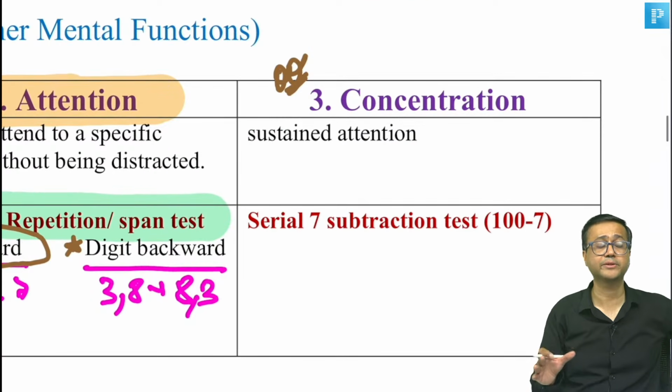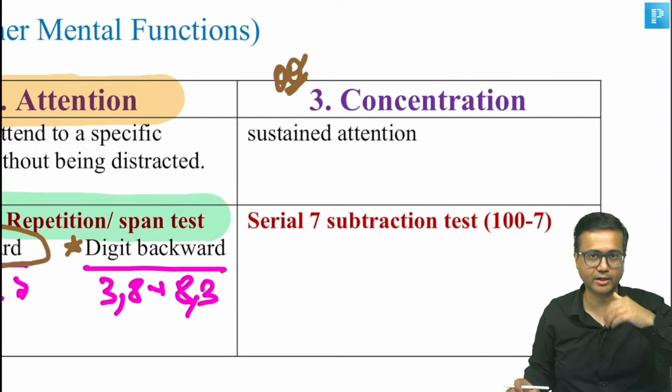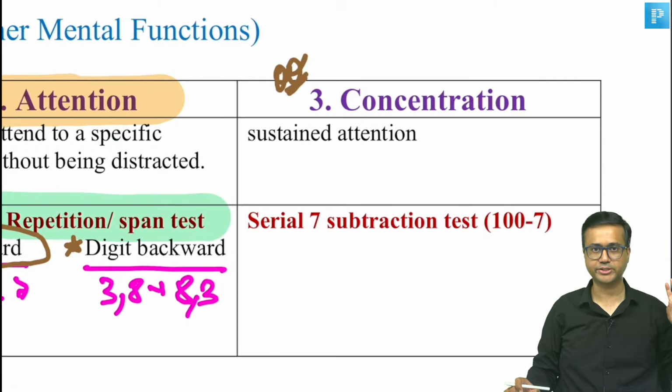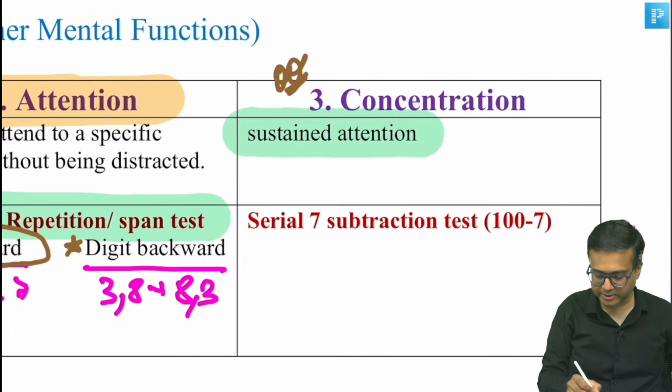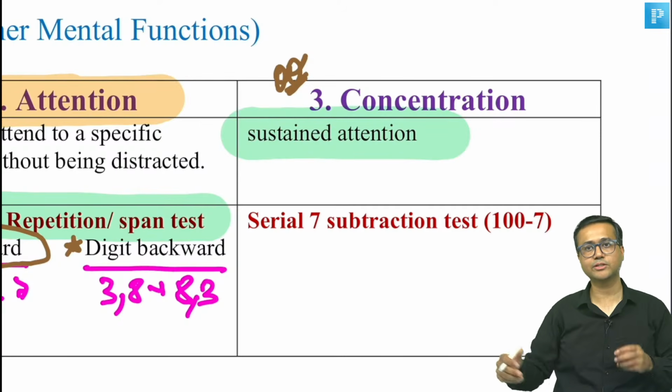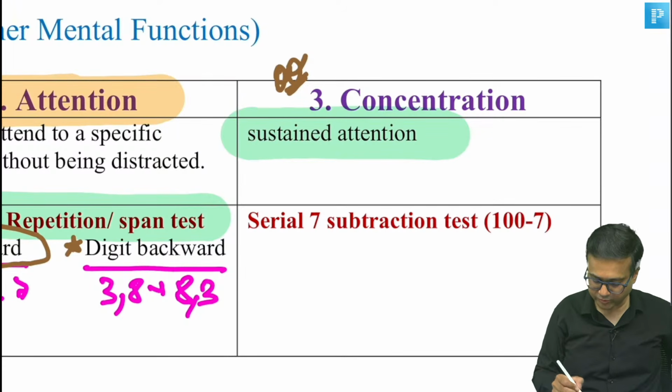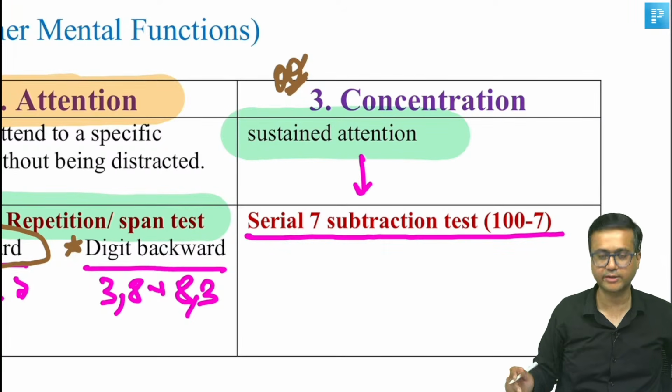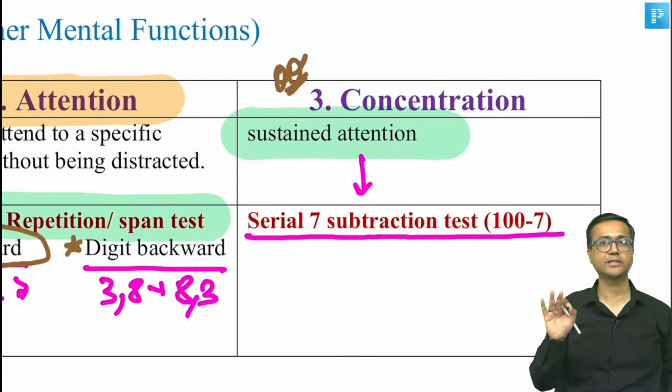Again, don't mug up anything, beta. Sometimes when you are studying, you say, sir, after studying for half an hour, I lose my concentration. So concentration means sustained attention, whether the person is able to sustain his attention for a long duration. And the test which we do is, remember, the serial 7 subtraction test or 100 minus 7 test.